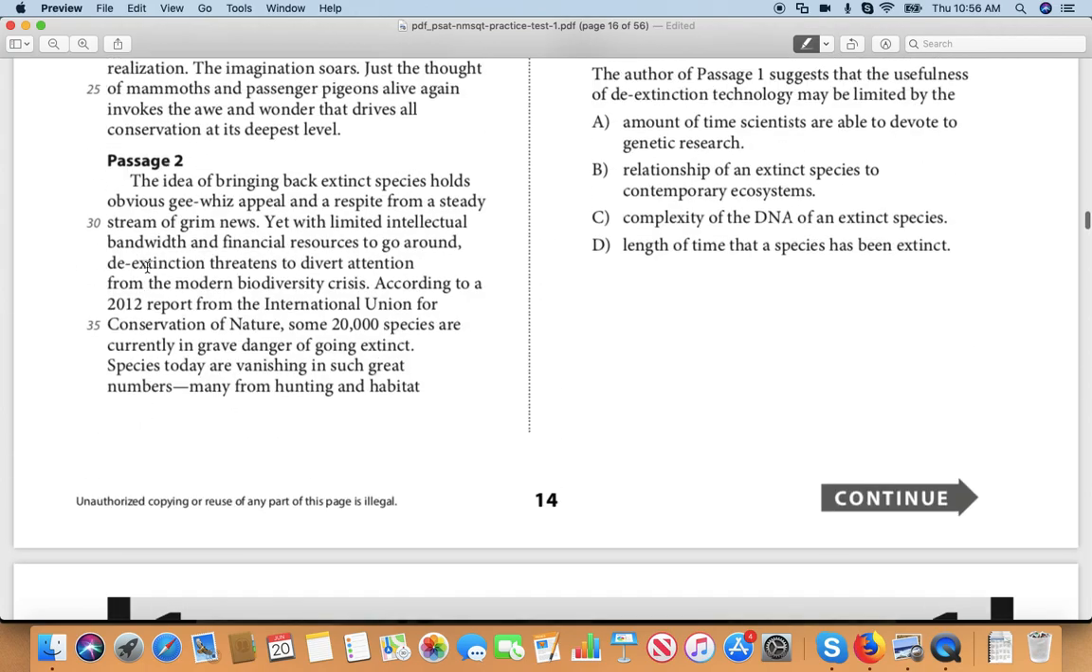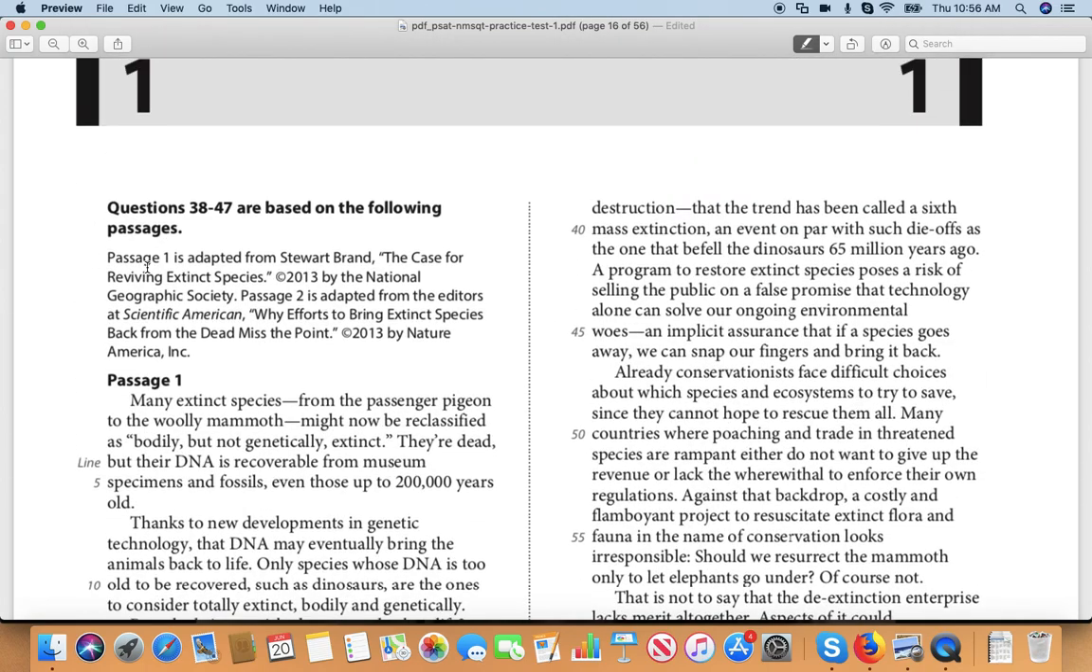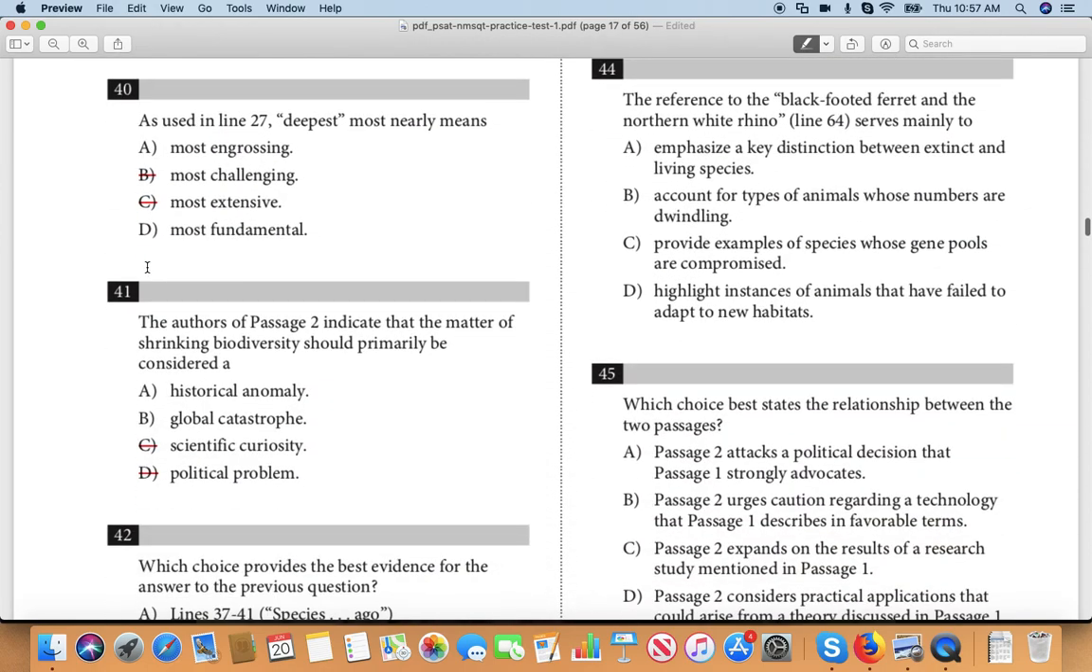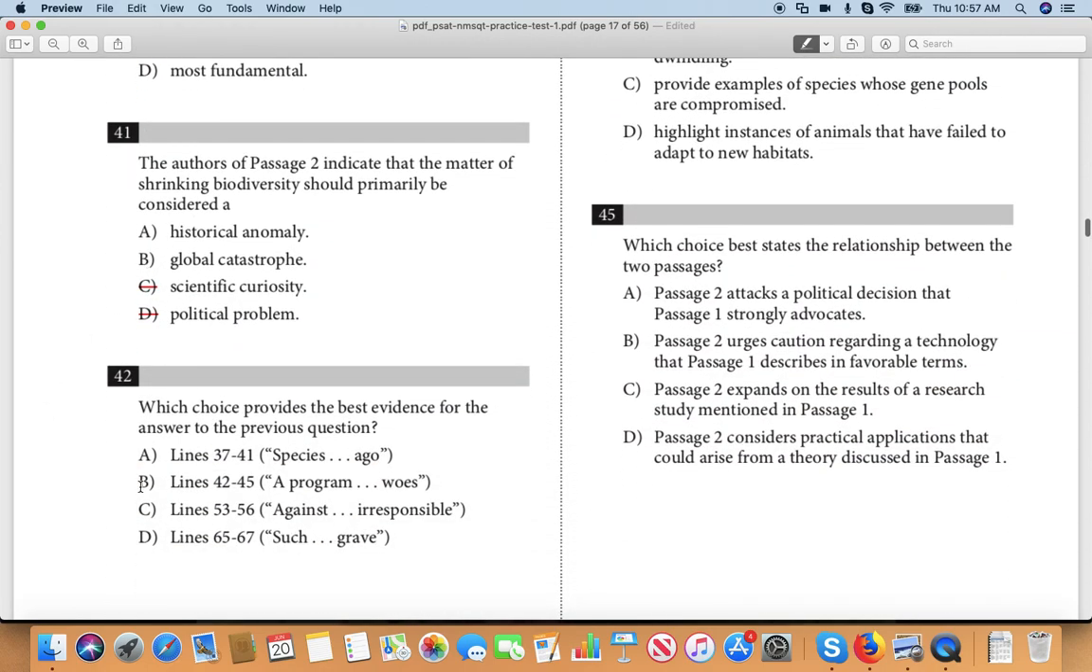42 to 45. A program to restore extinct species poses a risk of selling the public false promise of technology. I don't know about that. No, that's not it. It was in the area, but A is definitely better. And it is A.